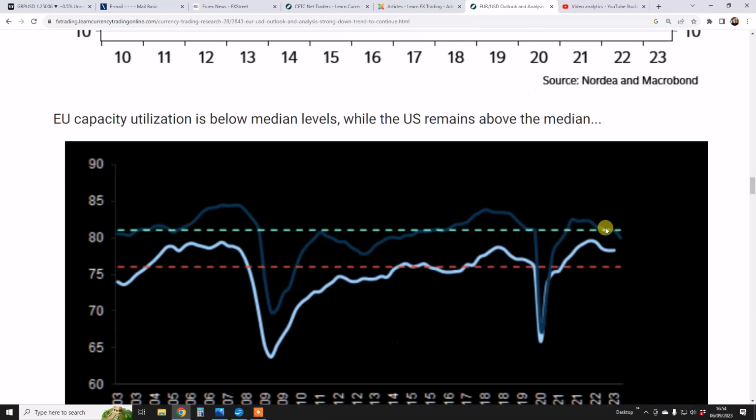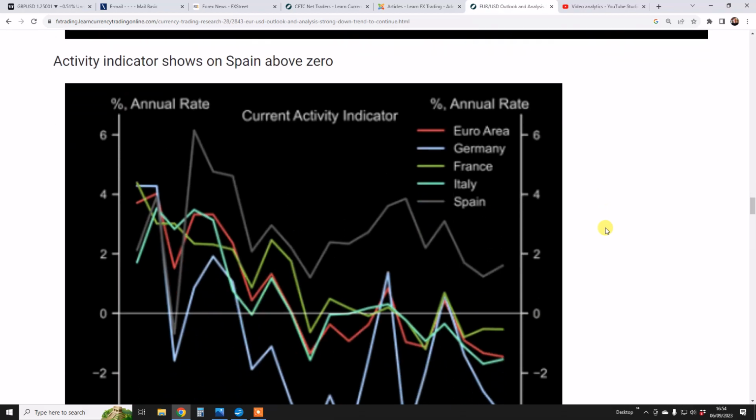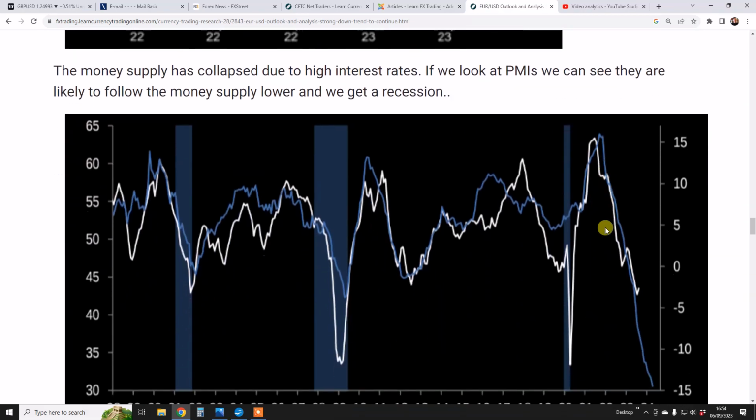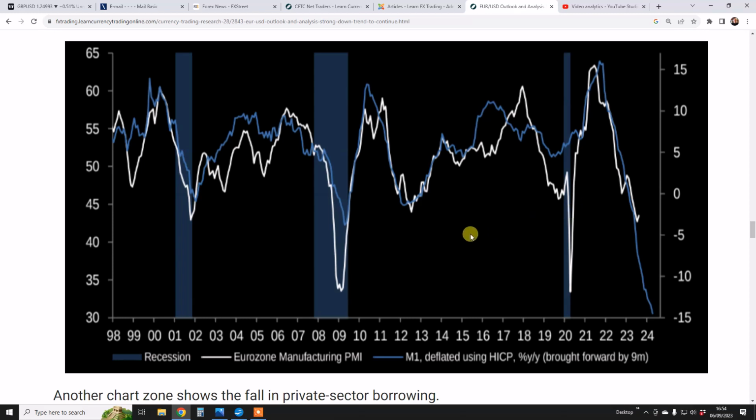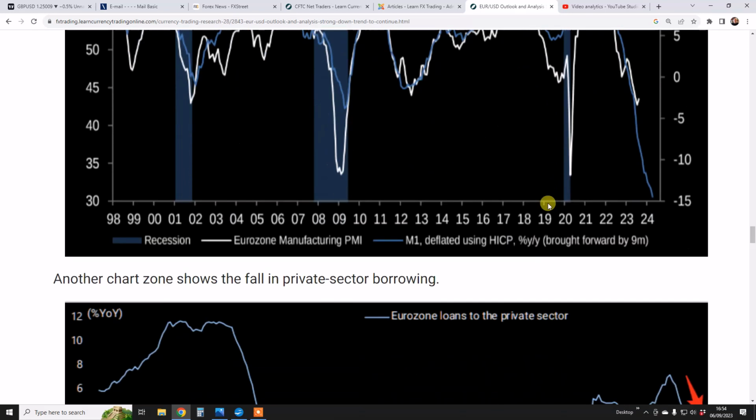There's more on Euro PMIs. I'll go down to another couple of charts, and you can take a look at them all at your leisure. This is Eurozone manufacturing PMIs against the money supply, and basically it's plunged. There's no lending going on in the Eurozone. This will follow. These blue blocks are recession, and you're going to get another blue block soon.